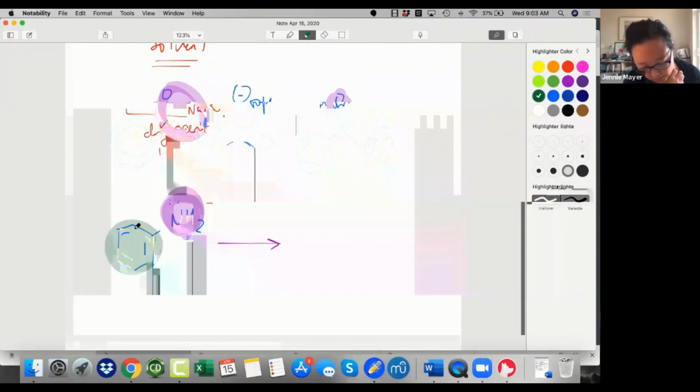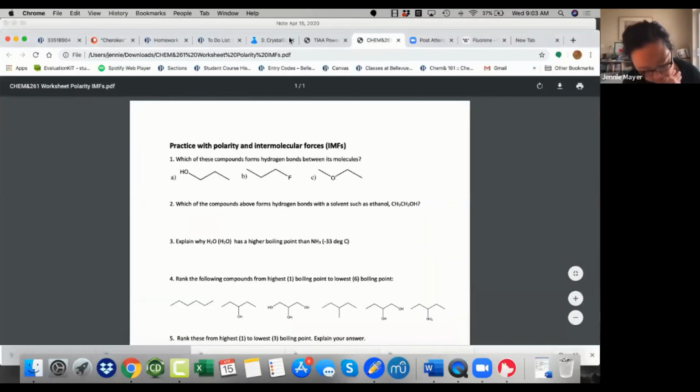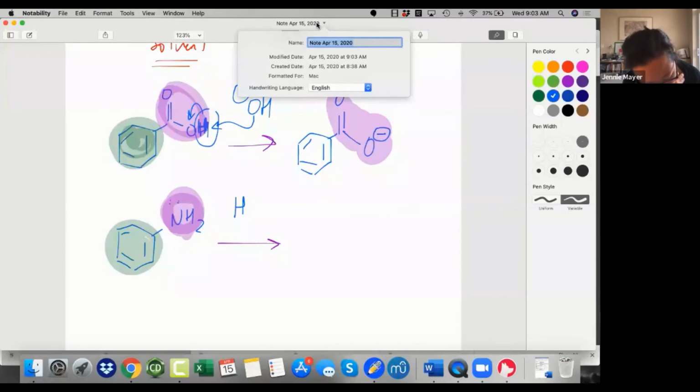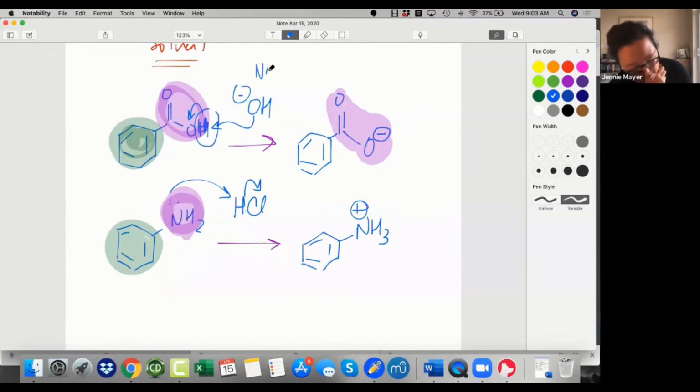Okay, so what would I add here? Would I add NaOH again? No, just H. Oh, sorry, acid. Yeah, acid, right? So I might want to add HCl or H plus in some way, right? Okay, so that's the visual cue. That's what you're looking for. And here, this is probably NaOH, right? So I'll just have Na plus here. All right, so basically that's what's happening.